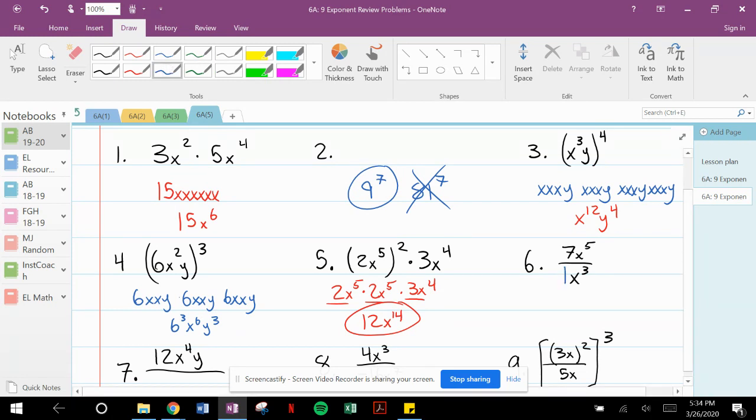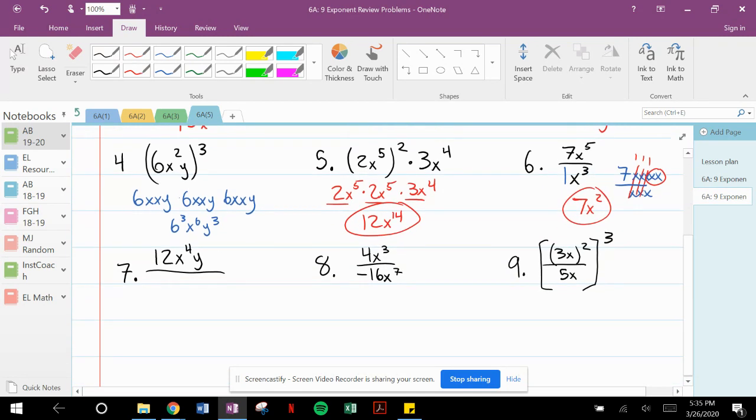Number 6, starting to get into division now. 7, there's a 1 on the bottom. 7 divided by 1 is still 7, so I'm going to leave that 7 on top. X to the 5th, 5 x's on top, and 3 on bottom. I can divide out. X divided by x is 1, x divided by x is 1, x divided by x is 1. So I really have 7 times 1 times 1 times 1 with 2 x's up top and no more x's on the bottom. So I'm seeing 7 times x squared up top, nothing on the bottom. You can put it over 1, or you can just leave it as 7x squared.